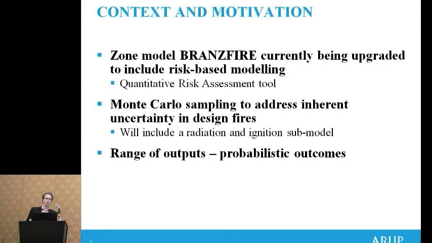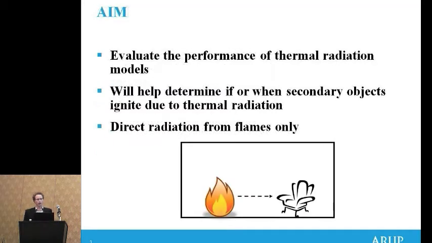One aspect of the new BRANZ fire model will include a radiation and ignition submodel, which is what this work is about. So the aim of my research was to look at existing and new thermal radiation models so that they can then be implemented into the new BRANZ fire model. So essentially, you take the initial fire, and the radiation and ignition submodel helps determine if or when secondary objects within that compartment will ignite due to thermal radiation.